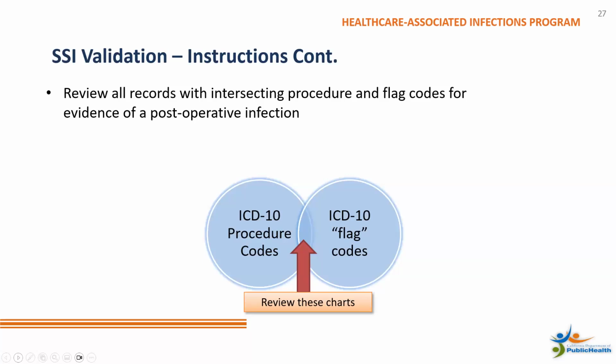So after you've reviewed all the records, you have all the ICD-9 procedure codes pulled, you're going to have the flag codes pulled with those ICD-9 codes in them. You're going to look for the overlap of those who meet the procedure codes and have the flag codes. These mean that billing or somehow in the record, it's showing signs of a post-operative infection. And those are the ones we want to capture and have a chart review of. Next slide.